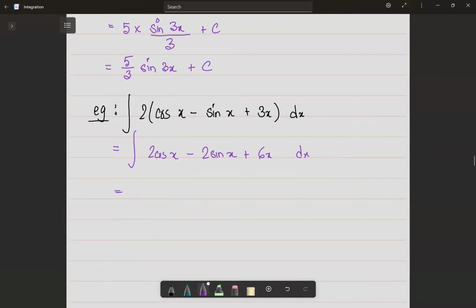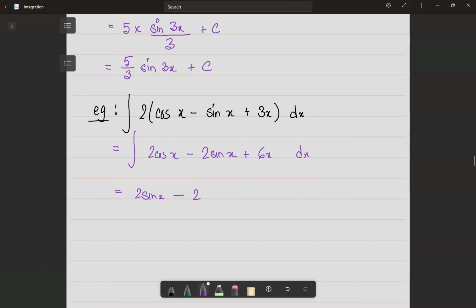So now we will start with integration. We know that 2 is the coefficient, so 2 will stay as it is. Then we have cos x, integration of cos is sin x, so we will write sin x in here, and then minus will stay in place of minus, 2 will stay in place of 2.